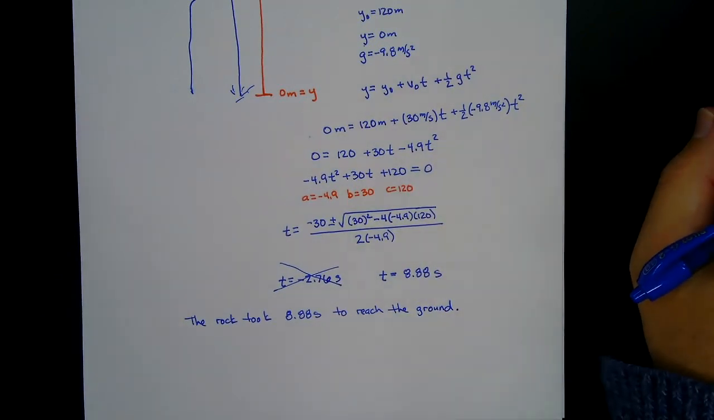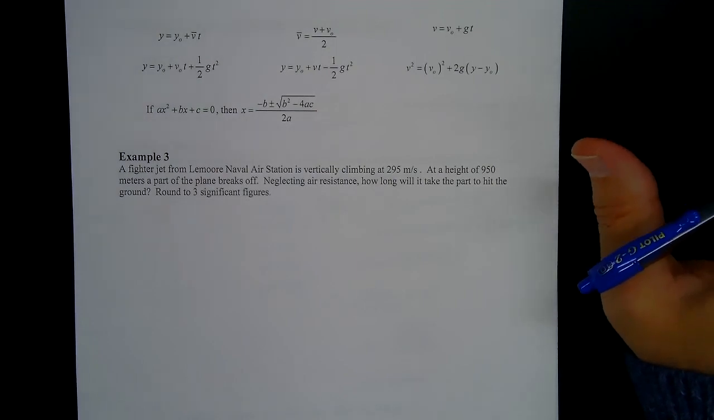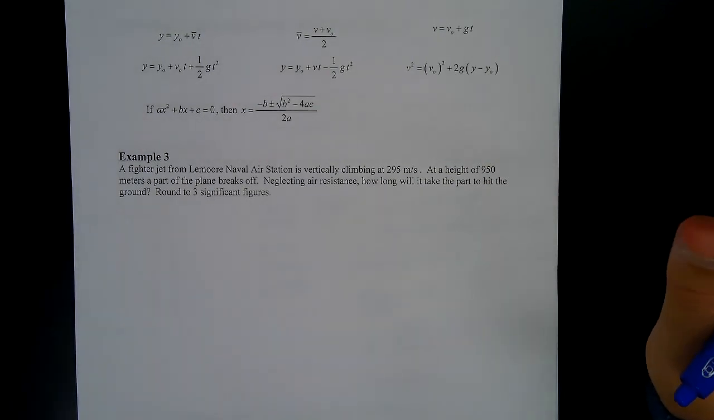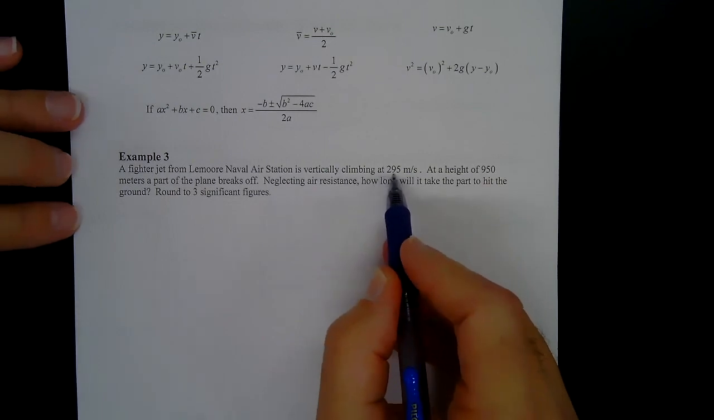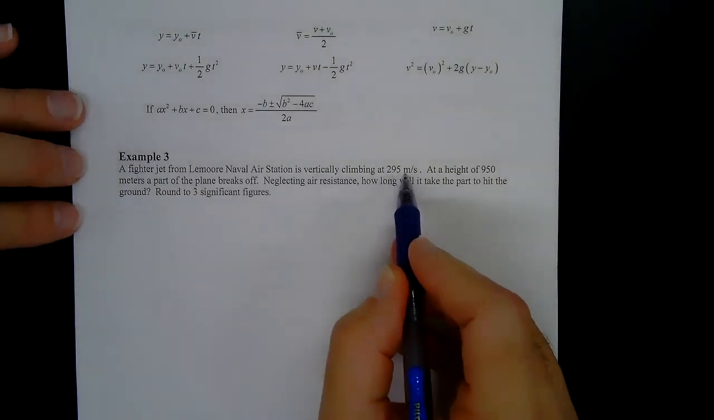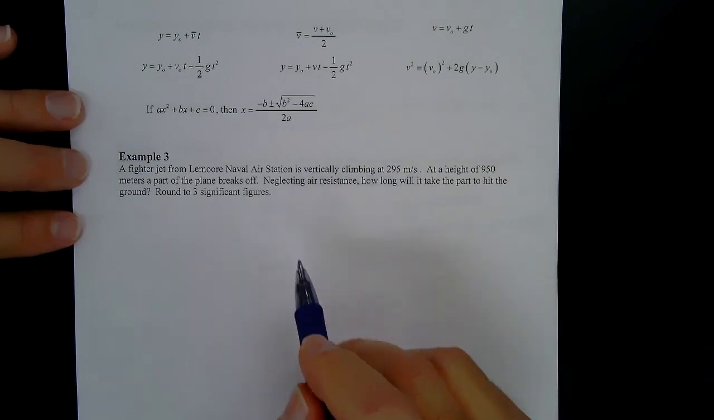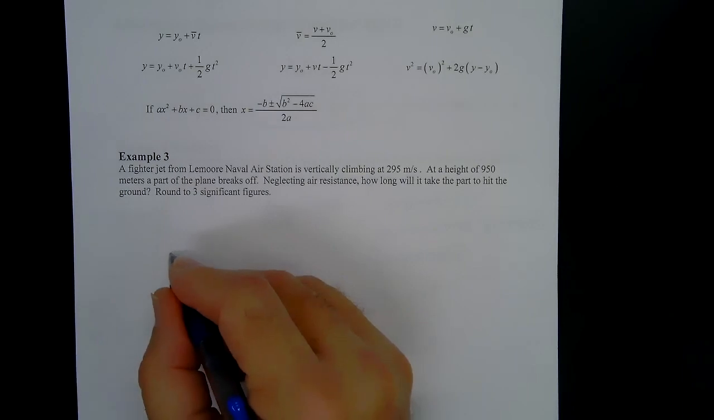All right, let's go to the next problem. So for this problem, a fighter jet from Lemoore Naval Air Station is vertically climbing at 295 meters per second, okay? So it's going straight up. So vertically climbing means going straight up, and it's going at a speed of 295 meters per second. And these are realistic numbers for a jet fighter. So I try to make these problems kind of real with the numbers.